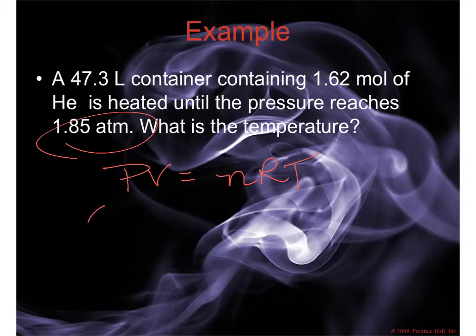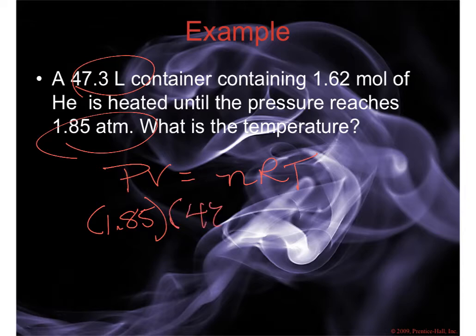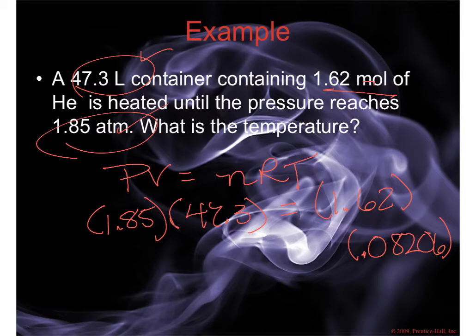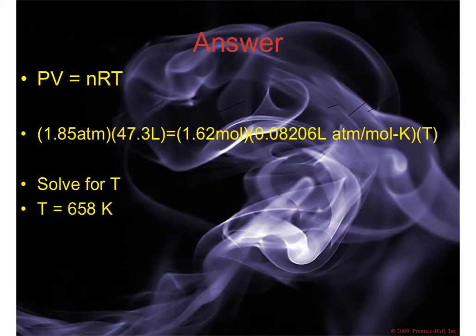So pressure, volume, moles, and the R value that matches with liters atmosphere is 0.08206. And then we are solving for temperature. So we're going to plug in everything we know, rearrange to solve for temperature.